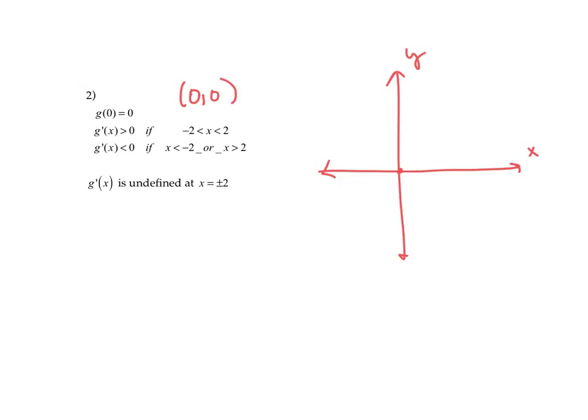It says the derivative g prime of x is greater than 0, meaning it has a positive slope, for x greater than negative 2 to x equals positive 2. So we're going to hold off on graphing that just yet, but something's happening between negative 2 and positive 2. It's increasing.